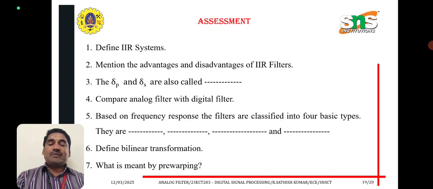Define bilinear transformation. Bilinear transformation is a conformal mapping that maps the imaginary axis of the S plane into the unit circle in the Z plane. It is a one-to-one mapping. S is defined as 2 by T into (1 minus Z inverse) divided by (1 plus Z inverse). What is meant by pre-warping? In IIR filter design using bilinear transformation, the conversion of digital frequencies into analog frequencies is called pre-warping.